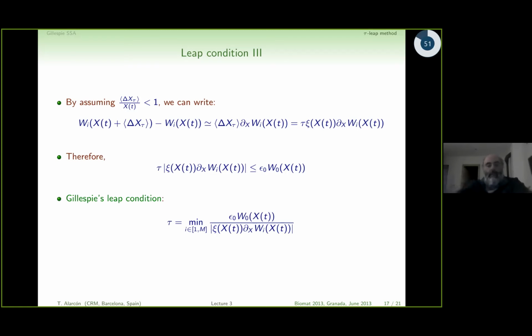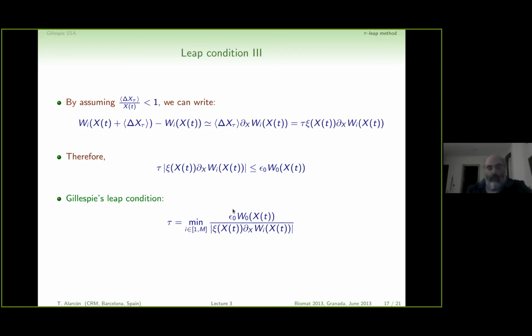And Gillespie's leap condition is that we take the minimum of all this. So this still depends on i. We pass this to the other side, and we choose tau so that this is the minimum. This is how we choose tau. So at each time step we need to use this formula to determine tau.